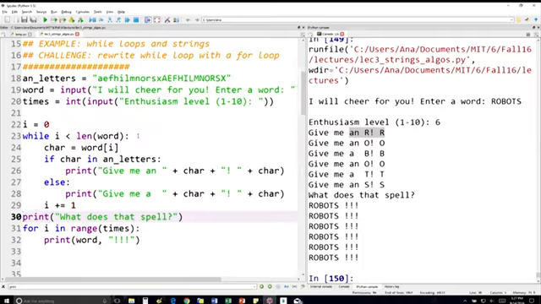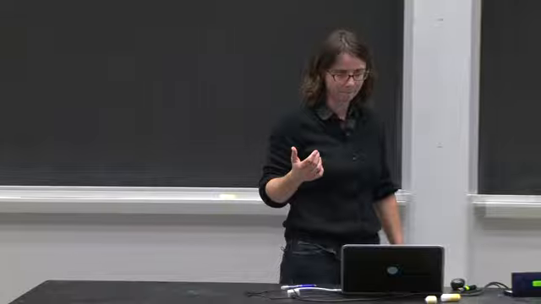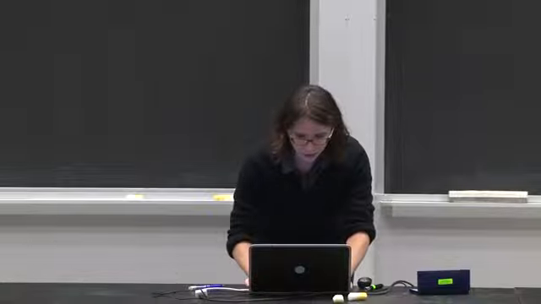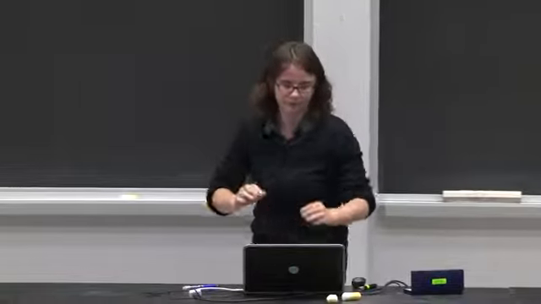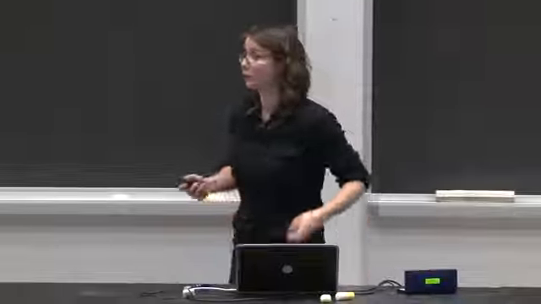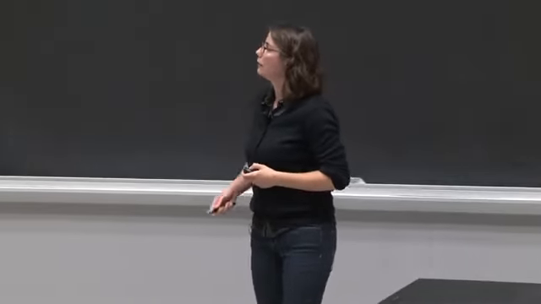And after I'm done, I say, what does that spell? And then it's just a for loop that goes times many times and prints out the word and the exclamation mark. So this code might have been a little bit more intuitive if I rewrote it, or if I had originally written it with a for loop, okay?